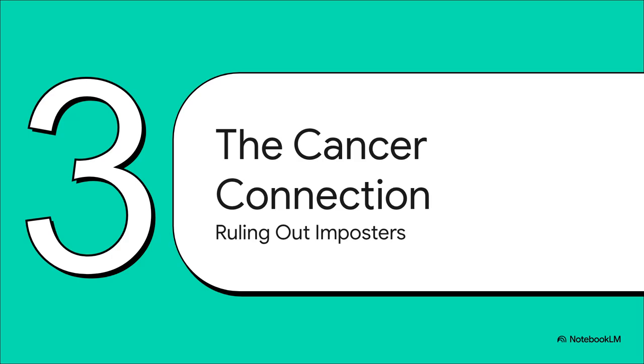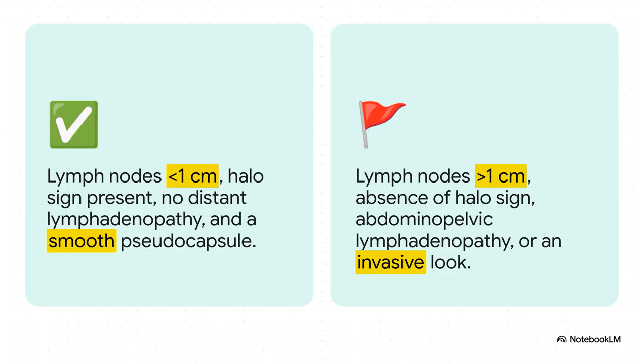And that's the perfect segue into the most critical part of our whole investigation, the cancer connection. We have to be absolutely sure we're not dealing with a dangerous imposter here. Think of this as your cheat sheet for telling SM apart from its most common mimic, which is usually lymphoma. On the left, you see the good signs, the features of SM. Small nodes, less than a centimeter. On the right, those are your red flags for malignancy, nodes bigger than 1 centimeter.